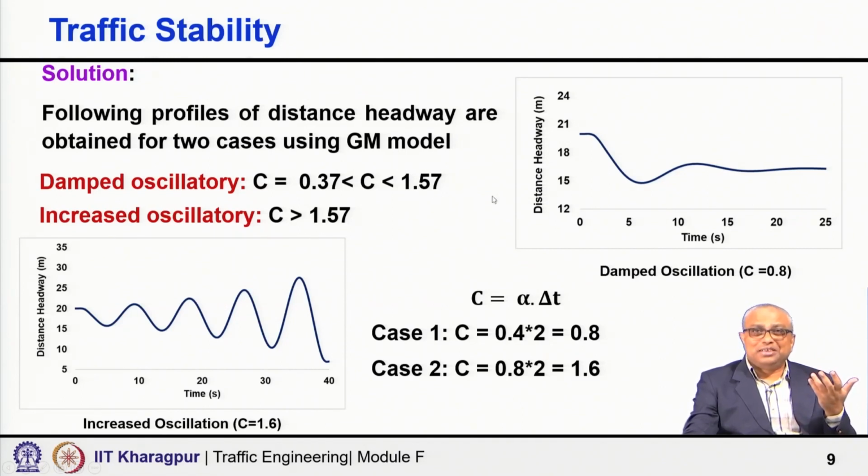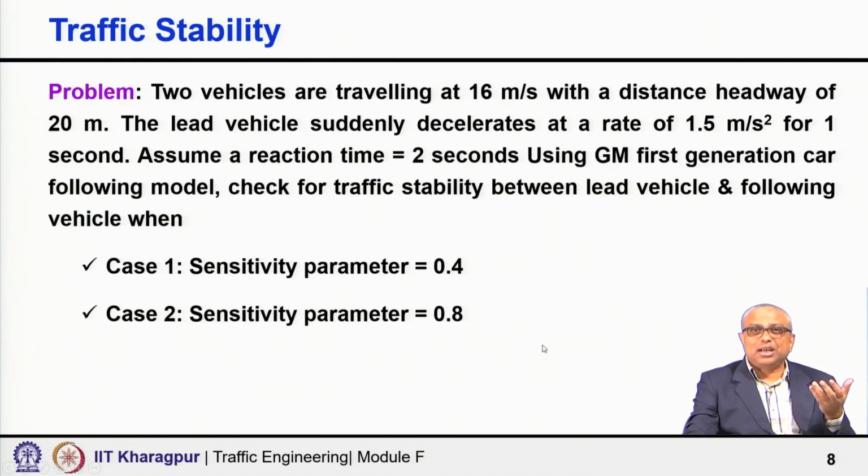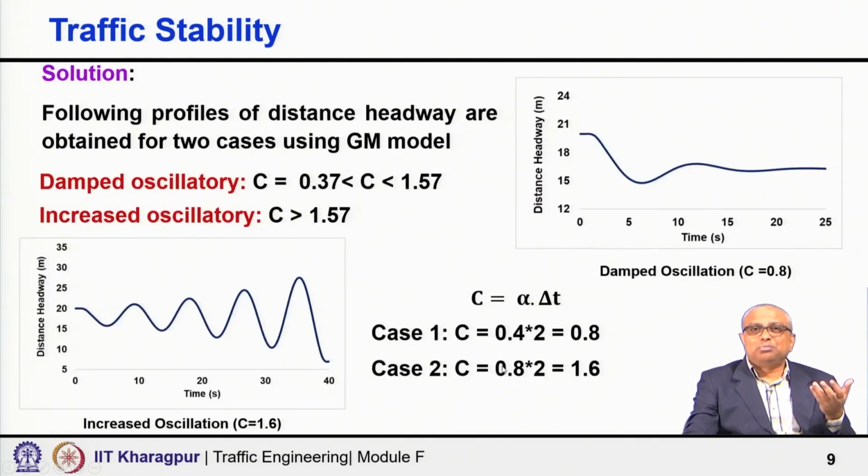The change in headway over time indicates that in this case the oscillation is becoming higher and higher. If you check the actual value of C, C is 0.4 into 2 seconds, which is the reaction time mentioned here. So, 0.4 into 2 is 0.8, and in the second case it is 1.6.